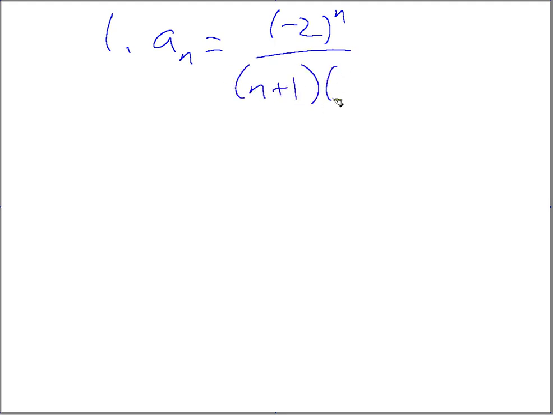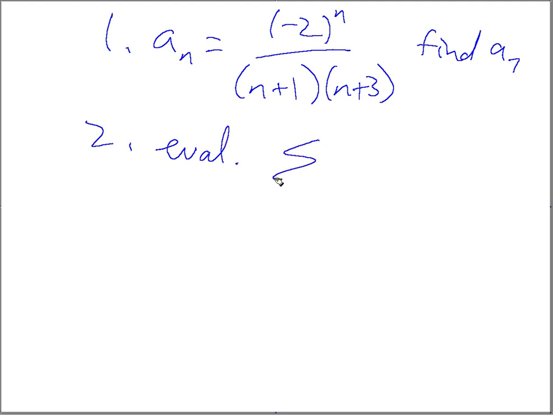Alright, so number 1, let's work these problems out to finish up. Let's suppose I give you the general term a_n equal to negative 2 to the nth power over n plus 1 times n plus 3, and I want you to find the 7th term in that sequence. Find a sub 7. Just plug in, basically. Not too hard at all. And let's evaluate these two series here. Evaluate the sigma notation of n going from 3 to 8.